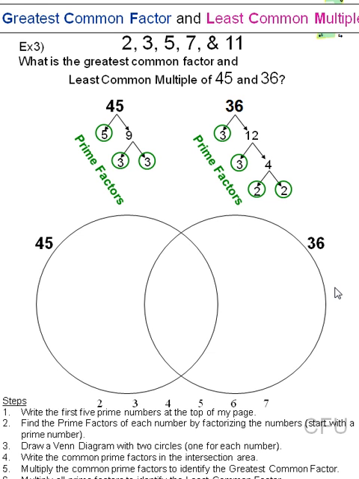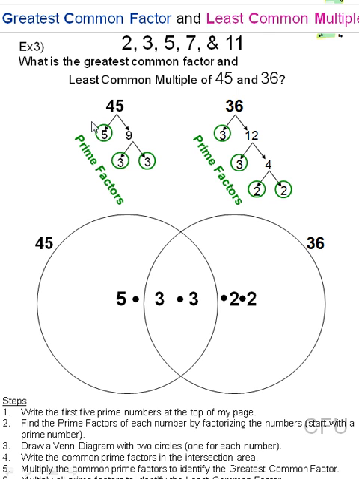So therefore, in our intersecting region, what do we get? What is the same here and here? How many 3s? 2. So they should go in here. And what's left? 5. And over here we have what? 2 times 2. Are we there? So what is our GCF?